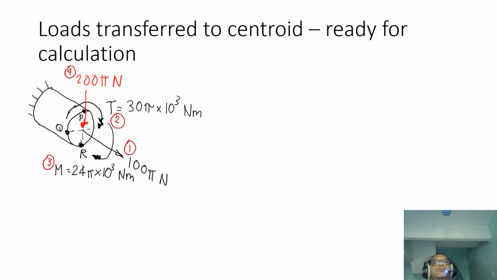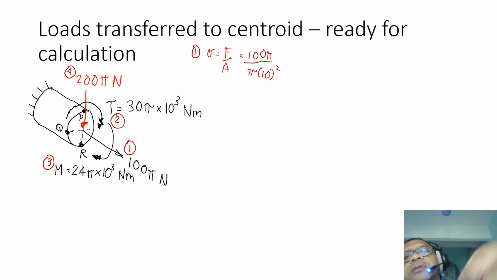Okay, so load number 1, let's do one by one. Stress equals F divided by A, and that is 100 pi Newton divided by pi R squared, R is 10, so 10 squared. So we have got 1 megapascal tension.